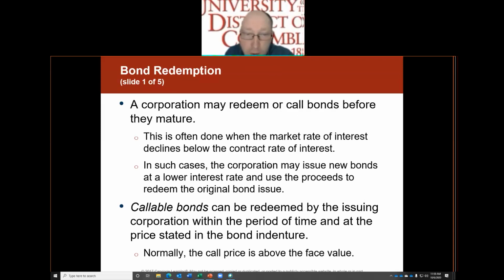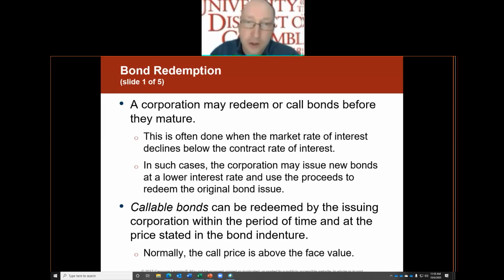Let's talk quickly about redemptions, and then we'll finish up the chapter. Corporations may redeem or call bonds as they mature. Remember, when you call something, you're redeeming it. You're calling it out of the market. When you put something, you're putting it back. We'll talk more about that in the next chapter. But when you call something, that means you're redeeming it. You're taking it out. You are calling the bond to you. So a way of thinking about it: when you put, you're putting something back.